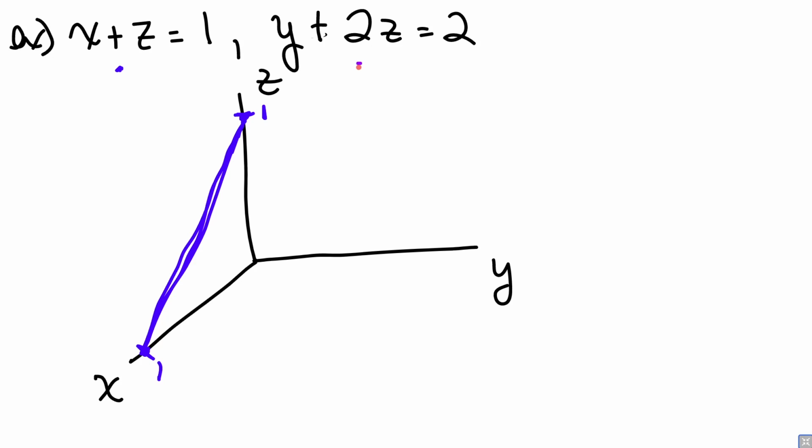Okay, next, let's deal with this. When y is 0, that makes z 1. So we're going to have this point here. When z is 0, that makes y 2. So 1, 2, and here's a point. Okay, so we have this line right here formed.